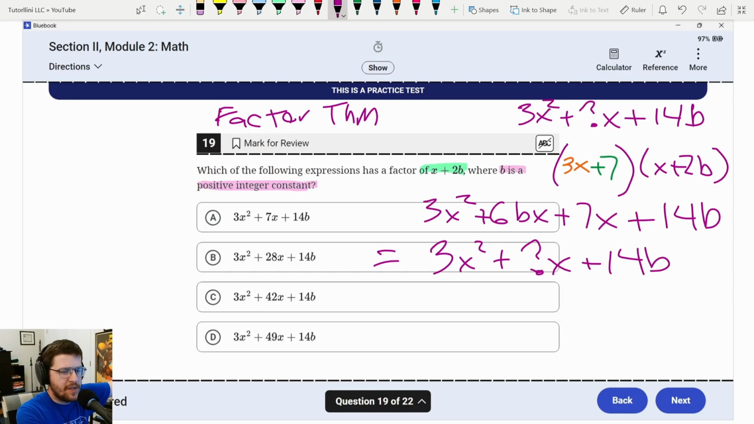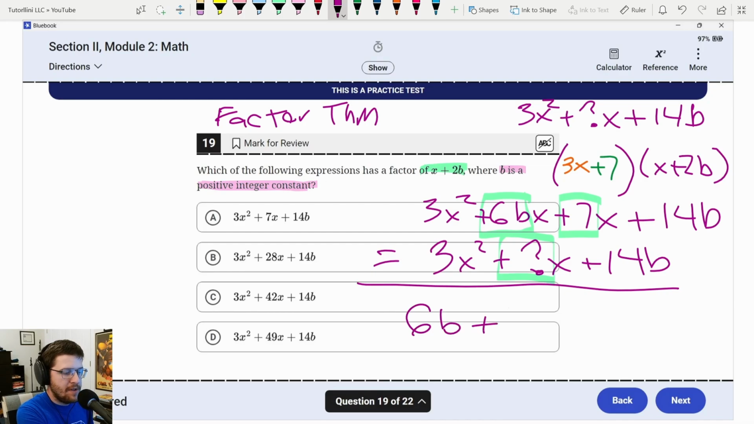So the x squareds are the same, so that doesn't really help. The constants are the same, so that doesn't really help. But we can learn about the x, right? So let's look at these x terms and match the coefficients. So 6b, 7, and then on the other side we have what I just called question mark. So 6b plus 7 must be equal to question mark.